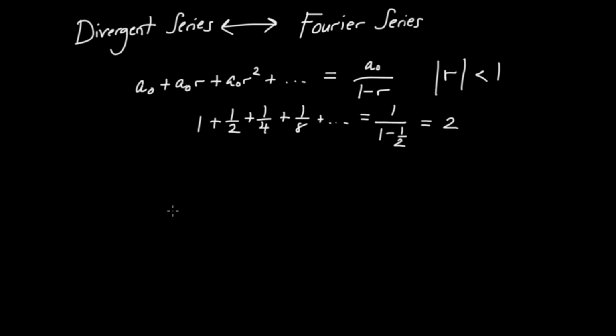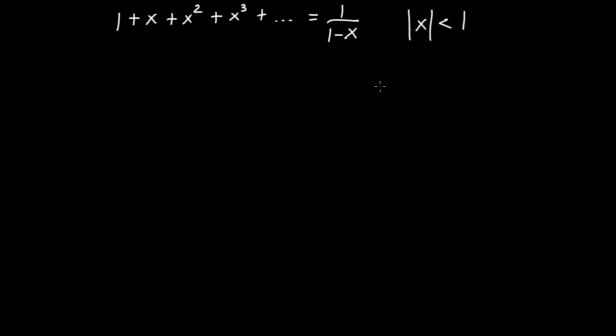What I'm going to do is take the special case when a naught is equal to 1 and when r is equal to x. So I have 1, I multiply by x to form the next term, plus x, multiply by x again to form x squared, then x cubed, and so forth. And according to the formula, this is going to be equal to 1 over 1 minus x. As I said before, these geometric series only converge when the common ratio r has an absolute value of less than 1. In our case, the common ratio was x, so this infinite series is only convergent when the absolute value of x is less than 1.